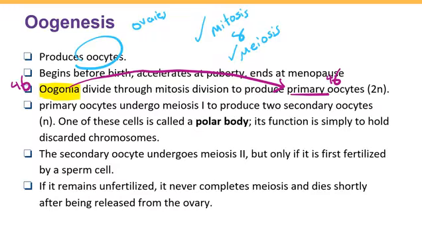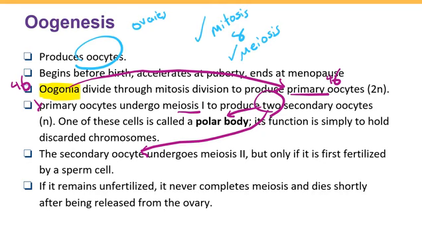Then the primary oocyte is going to start meiosis 1. Through meiosis 1, each primary oocyte makes two cells. One of these cells is called the polar body and the other one is called the secondary oocyte. What is the polar body? The polar body is a very tiny cell which doesn't get the cytoplasm. So it's non-functional, it just holds half of the chromosomes, and then it is broken down.